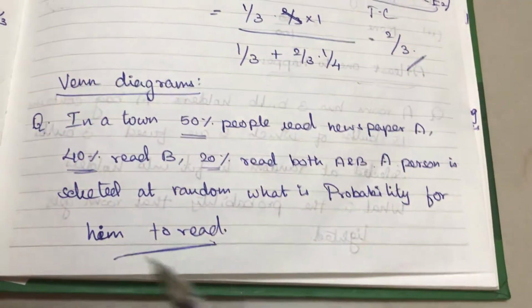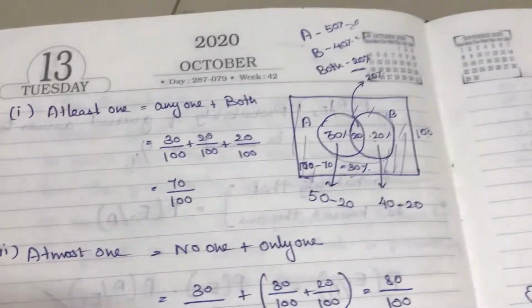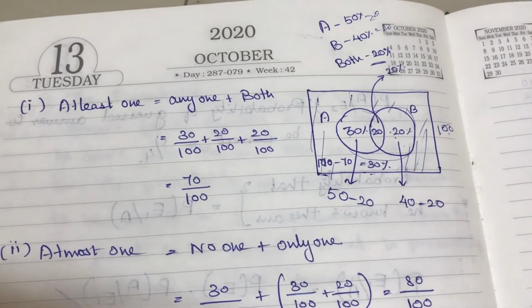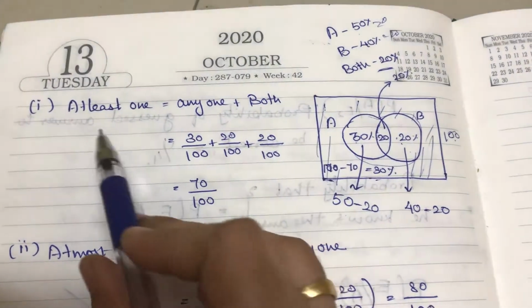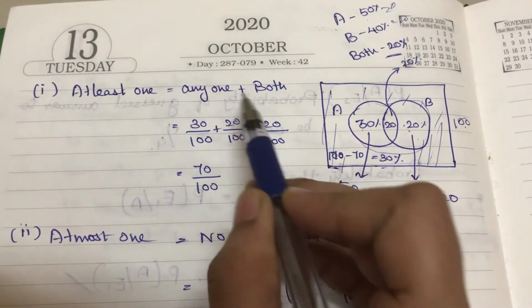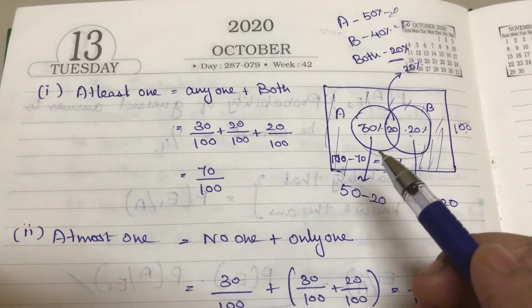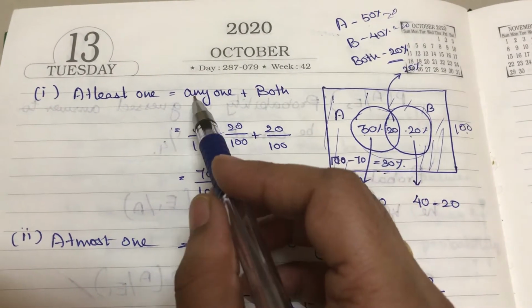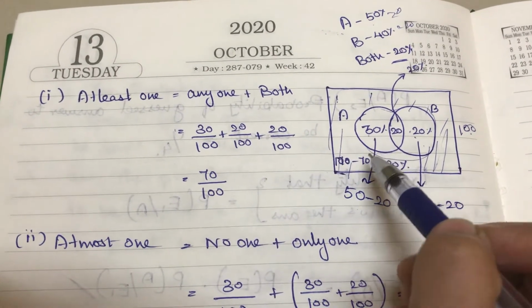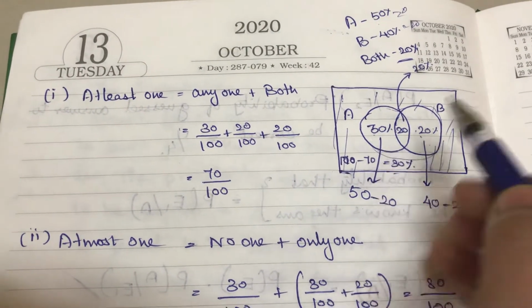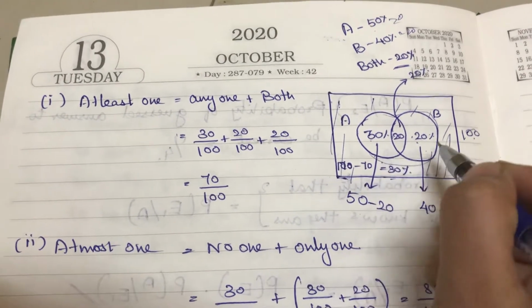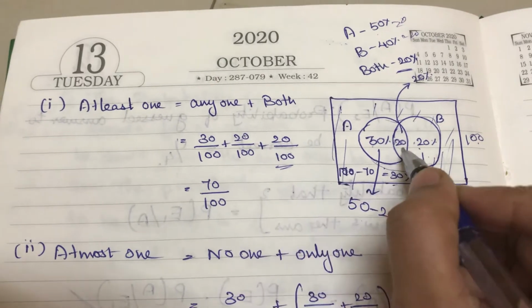So what is the probability for him to read? So at least one he read the newspaper means I can easily say at least one means any one plus both. Any one means what? Either 30 by 100 or any one. I need to take the whole 30 by 100, 20 by 100 plus both. Both is 20 by 100.